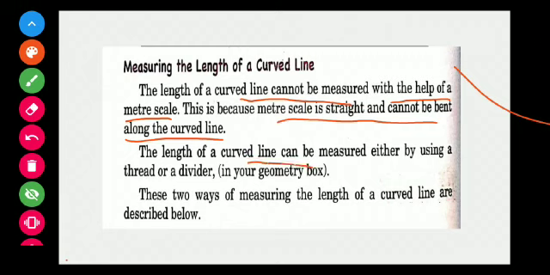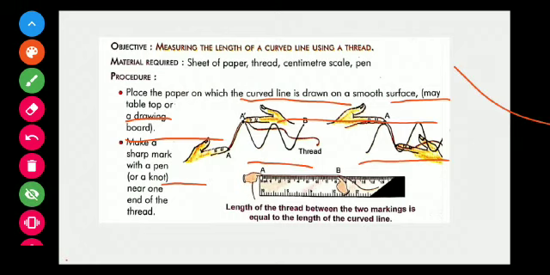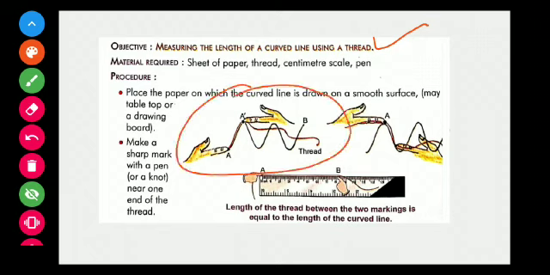The length of a curved line can be measured either by using thread or a divider. We will describe these two methods here, and first of all we will describe the measurement of length using thread. How do we measure the length of a curved line with the help of thread? This is your curved line, and we measure its length with the help of thread.